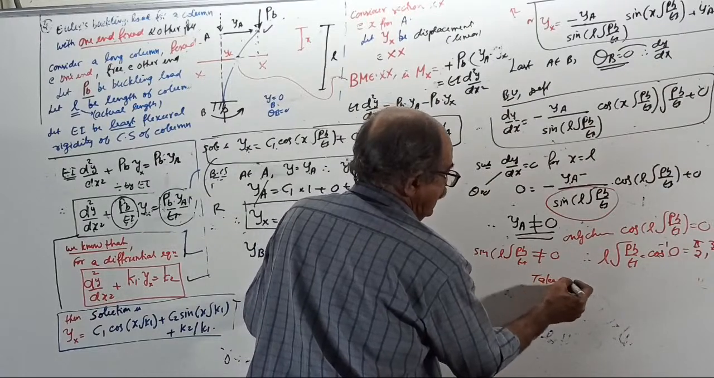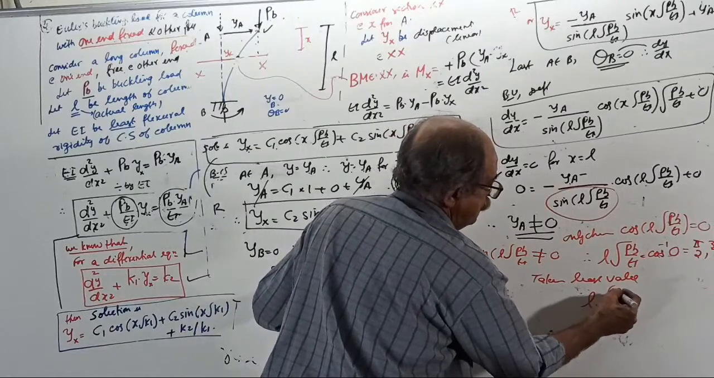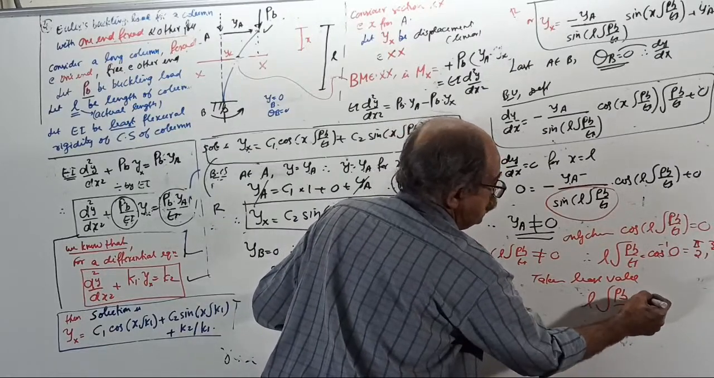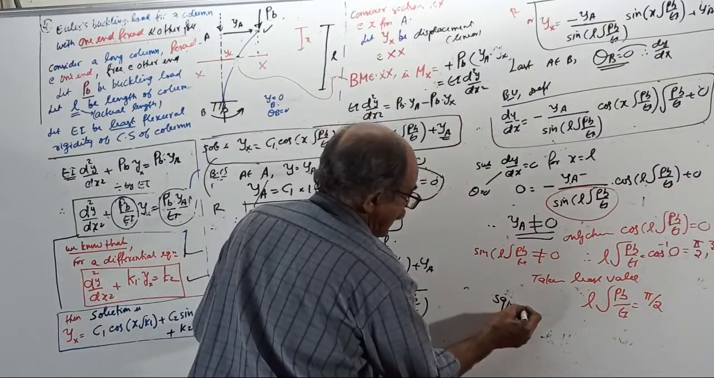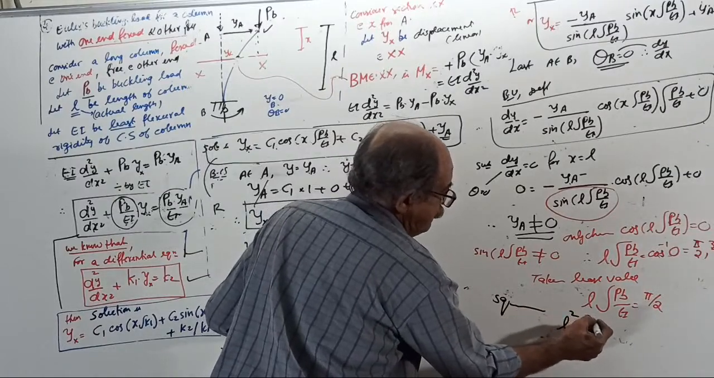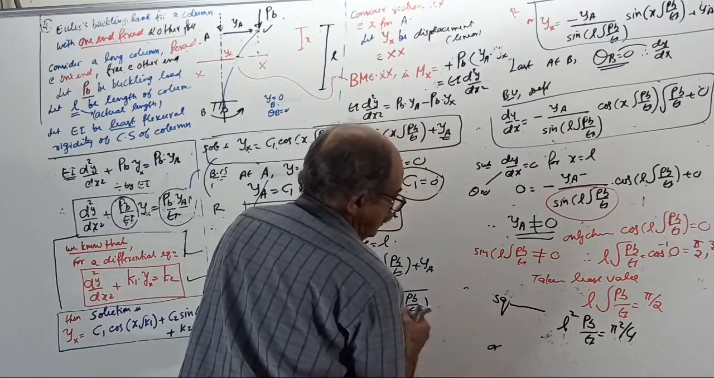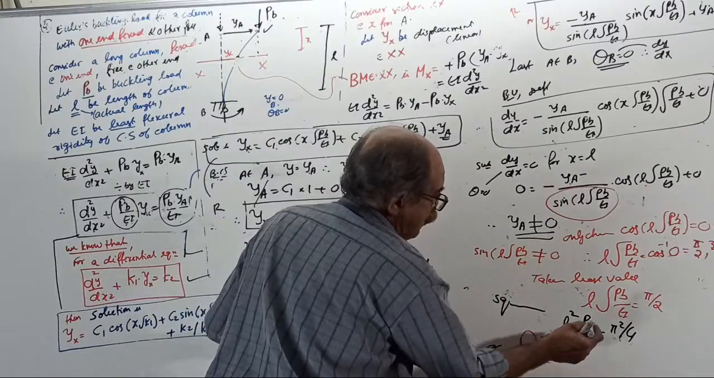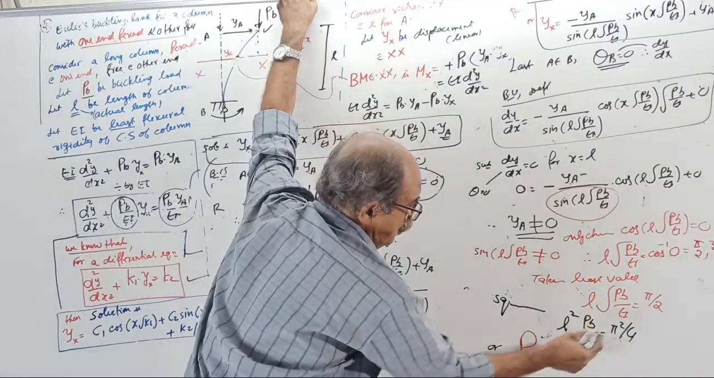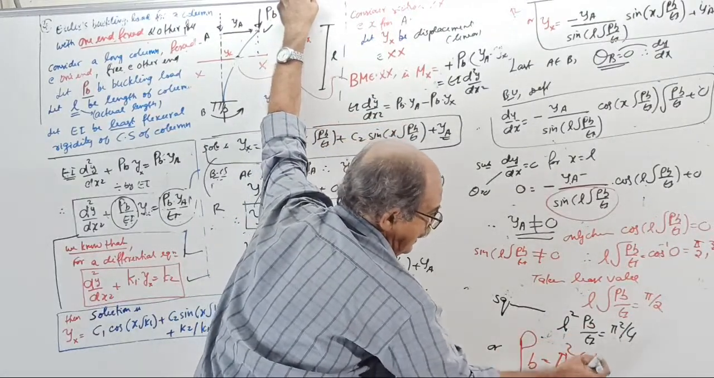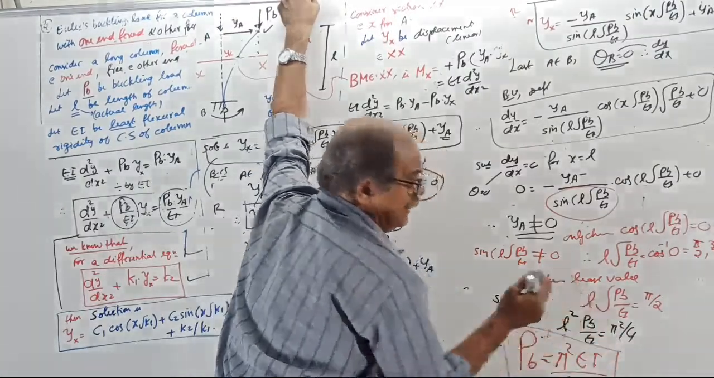Therefore, taking the least value, L√(PB/EI) equals pi by 2. Squaring both sides, L squared PB by EI equals pi squared by 4. So Euler's buckling load PB for a column with one end fixed and the other end free is P equals pi squared EI divided by 4L squared. Is it fully clear? Tell me.